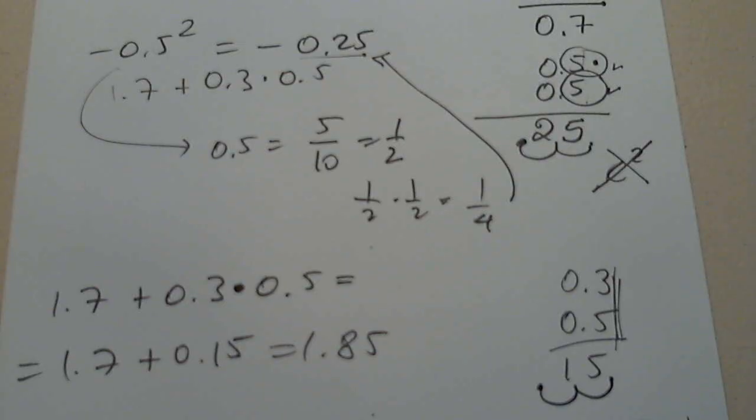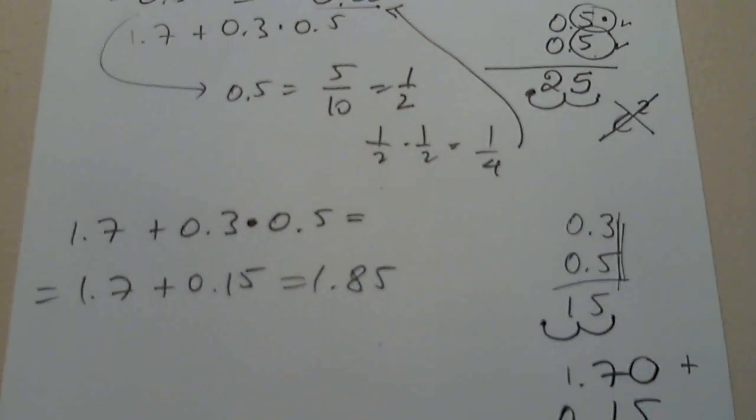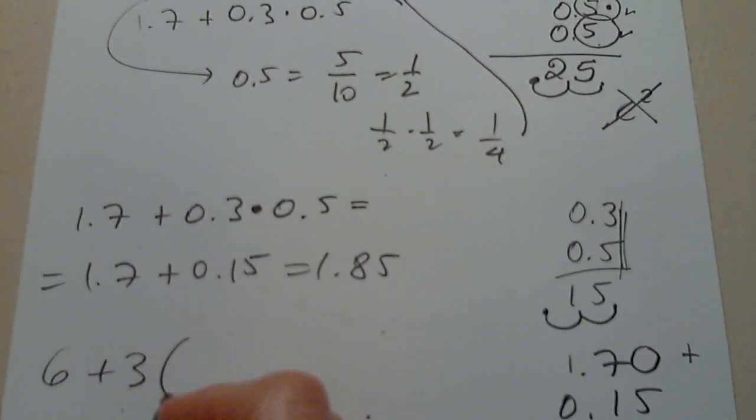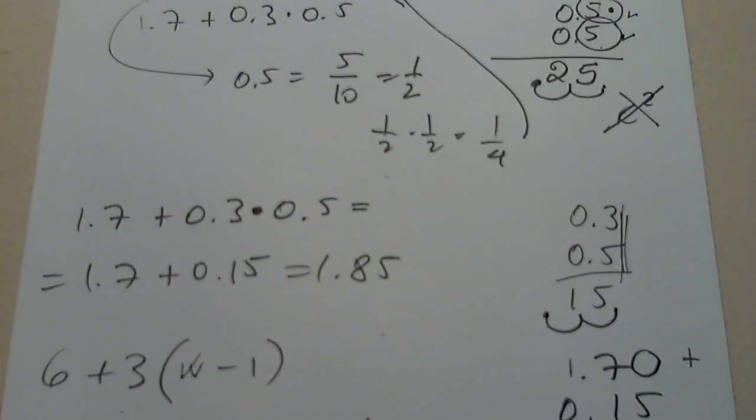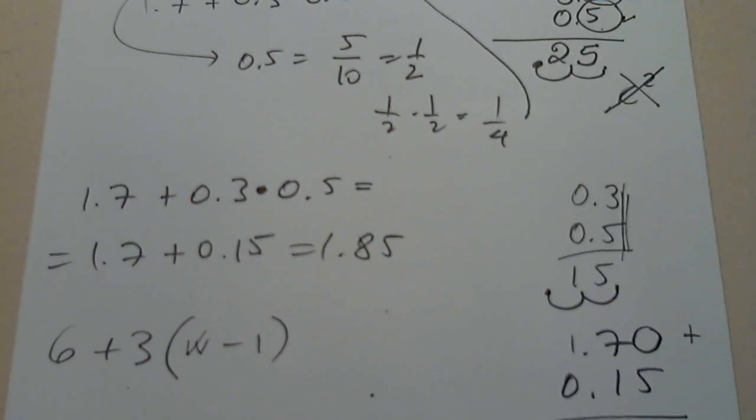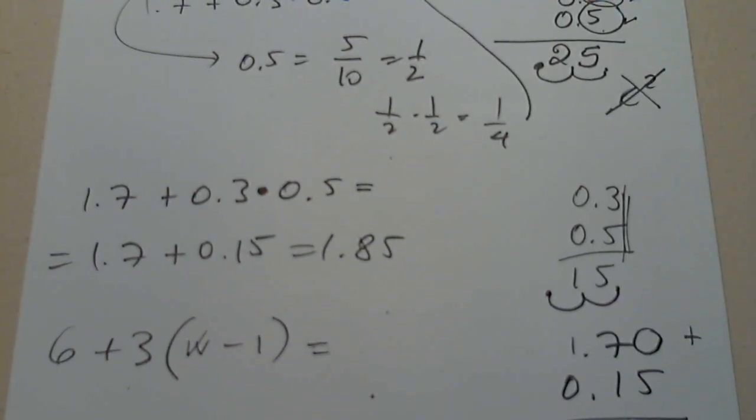Okay, so let's work on these problems. 6 plus 3 quantity w minus 1. Then the next one, 1/2 quantity 4x minus 6. And then x minus 0.4x. Good, so let's work on the first one.